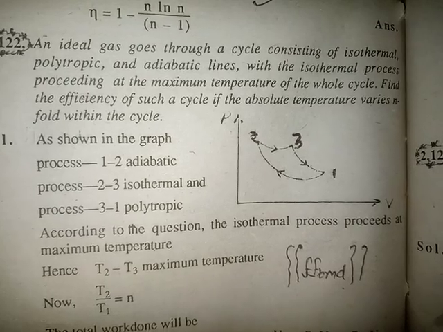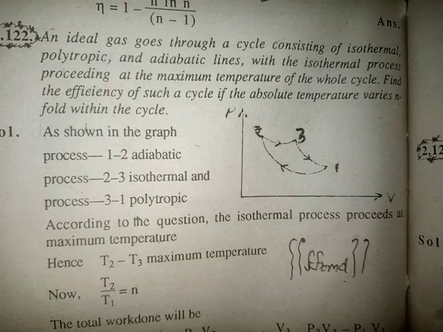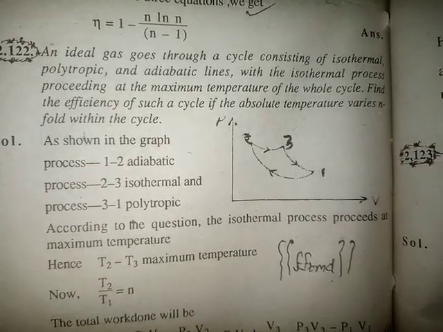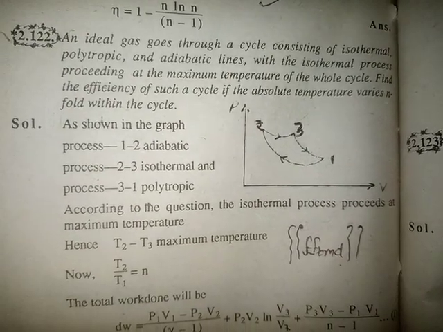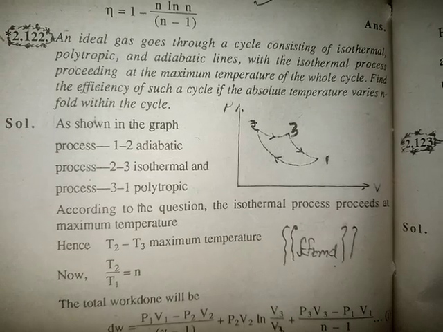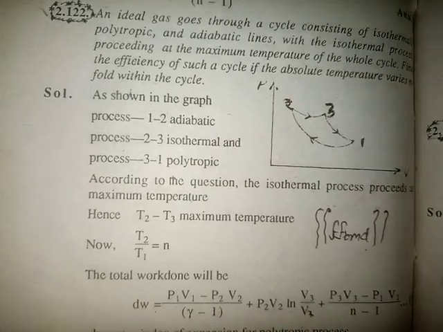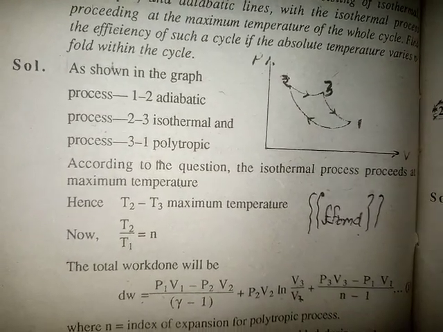An ideal gas goes through a cycle consisting of isothermal, polytropic, and adiabatic lines, with the isothermal process proceeding at the maximum temperature of the whole cycle. Find the efficiency of such a cycle if the absolute temperature varies and falls within the cycle.